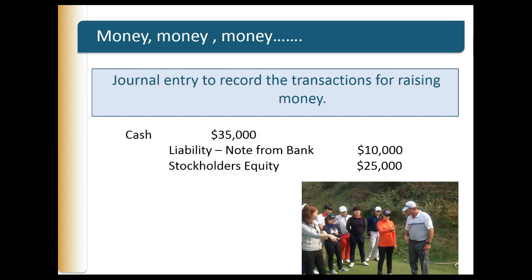So let's just think about this transaction. He needs 35,000. He's going to get 35,000. Cash is going to increase by 35,000 because he's going to get a note from the bank of 10, and all of his buddies are going to contribute 25,000 into this business. They are going to become shareholders of the company. So 35,000 of cash will increase by 10,000 as a liability and 25,000 as equity.